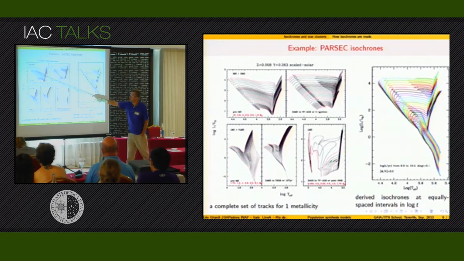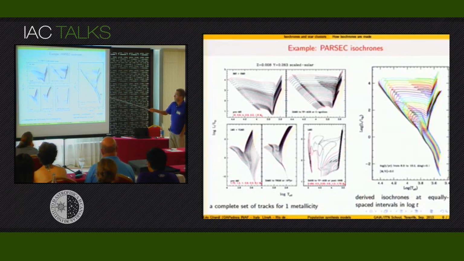carefully between equivalent evolutionary points. They provide both the evolutionary tracks and the interpolated isochrons. So you don't need to do that again. As you can see here, we have just an example from the PARSEC database. We have a lot of tracks which are quite close in mass, so that they allow us to make very accurate interpolations and derive isochrons from very young to very old ages.